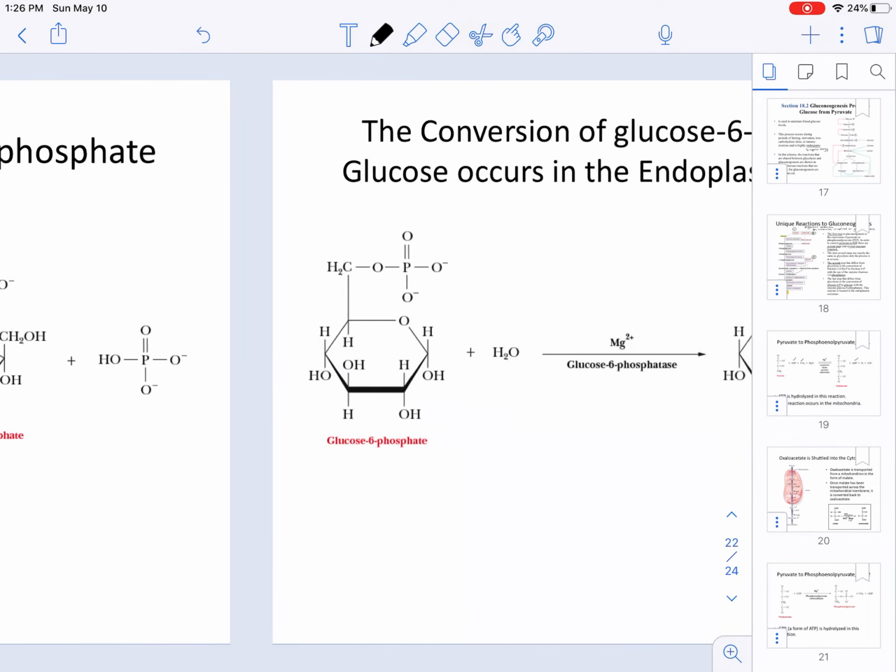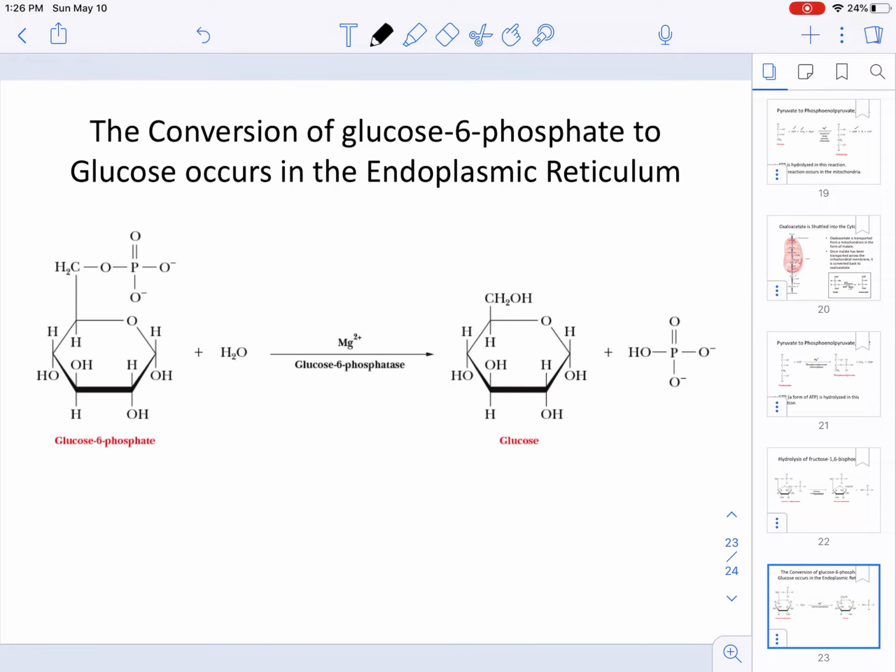The other hydrolysis is going to be occurring specifically in the endoplasmic reticulum. So understand that glucose 6-phosphate needs to be converted into glucose in order to be utilized. Again, that glucose is going to be shuttled back into the bloodstream. And again, we are going to be using glucose 6-phosphatase, which is an enzyme that we already saw in the breakdown of glycogen. Now it is also involved in gluconeogenesis, and this is how we go from glucose 6-phosphate to just glucose.